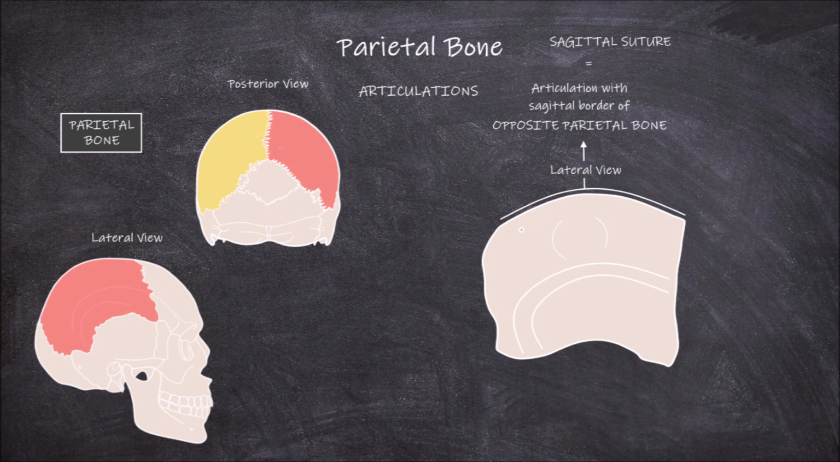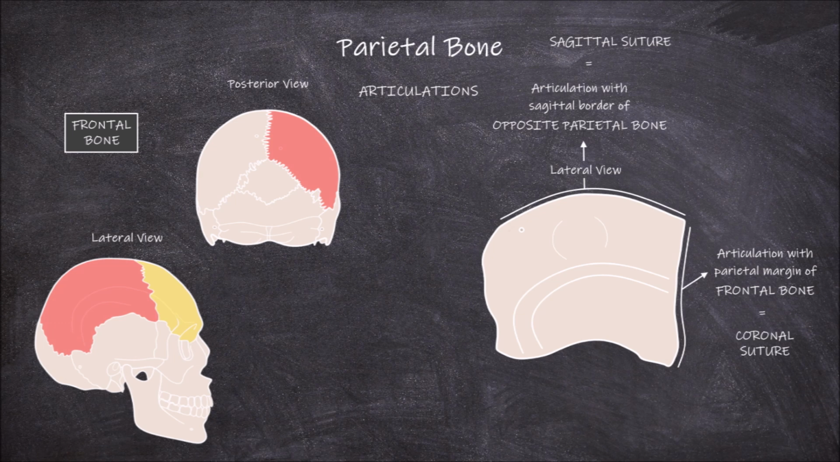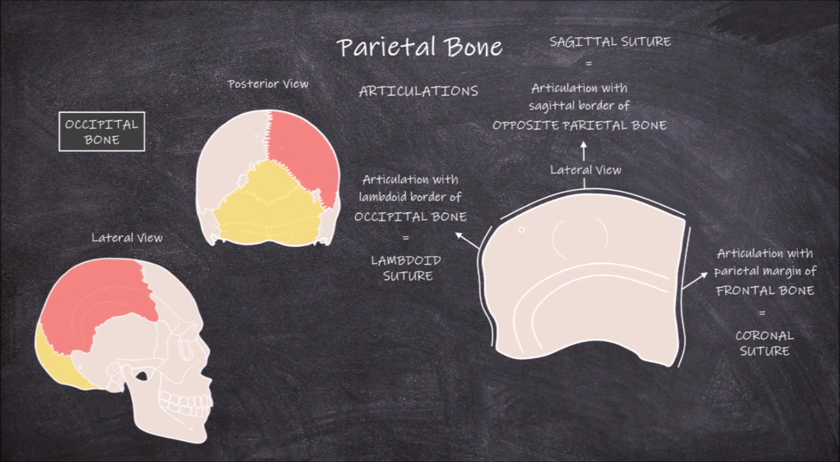The second articulation is with the frontal bone. The frontal border of the parietal bone articulates with the parietal margin of the frontal bone. This articulation, along with the articulation of the opposite parietal bone to the frontal bone, forms the coronal suture. The third articulation is with the occipital bone. The occipital border of the parietal bone articulates with the lambdoid border of the occipital bone. This articulation, along with the articulation of the opposite parietal bone to the occipital bone, forms the lambdoid suture.